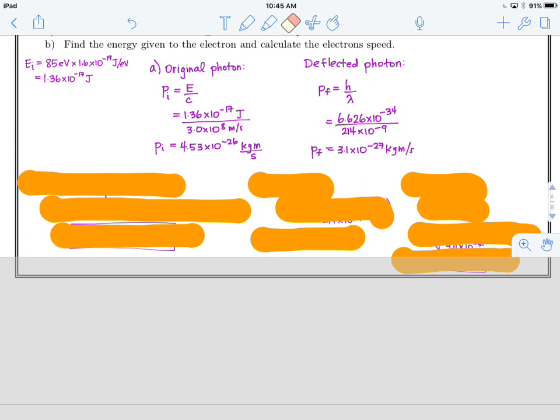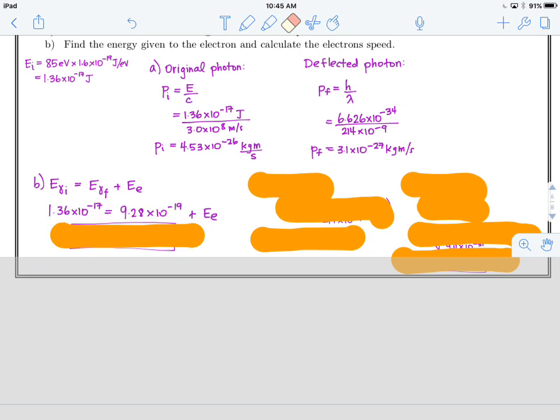Now we want to do part B. Find the energy that's given to the electron and calculate its speed. So we're going to investigate the conservation of energy for this problem, because the question's asking the energy that's given to the electron, and we should have enough to do it. So we know the energy of the initial photon, 1.36 times 10 to the negative 17. That was given to us in the problem. The energy of the deflected photon, well, we don't have that yet, but what we can do is find it.